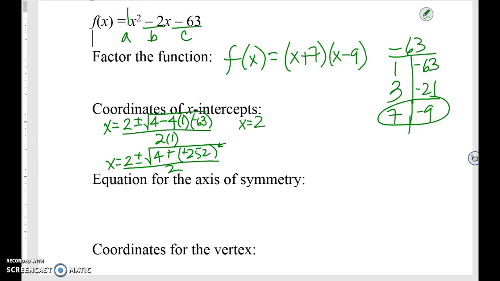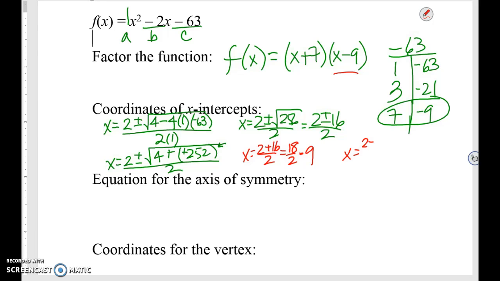So I get x equals 2 plus or minus the square root of 256 divided by 2, which is a perfect square. 2 plus or minus 16 over 2. So now I can find each one separate. So x equals 2 plus 16 over 2, which is 18 over 2, which is 9, which matches up with that. The other one is x equals 2 minus 16 over 2, which is negative 14 over 2, which is negative 7, which matches up with that. So my x-intercepts are going to be 9, 0, and negative 7, 0.